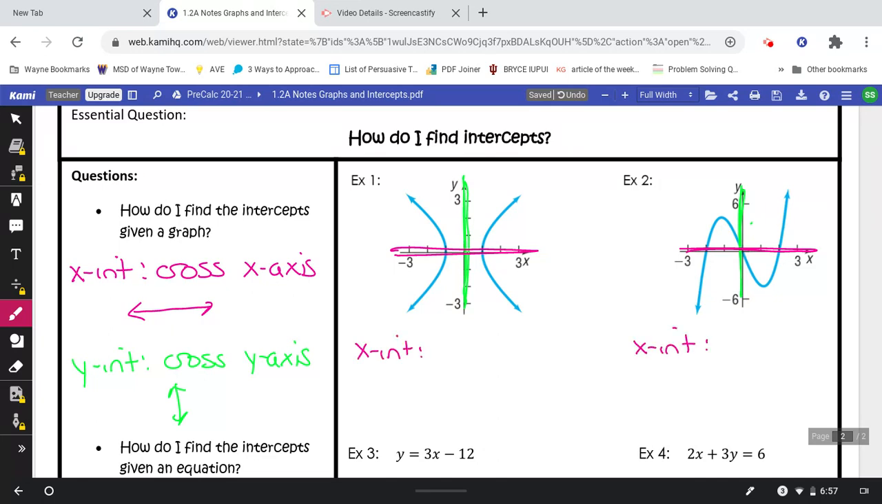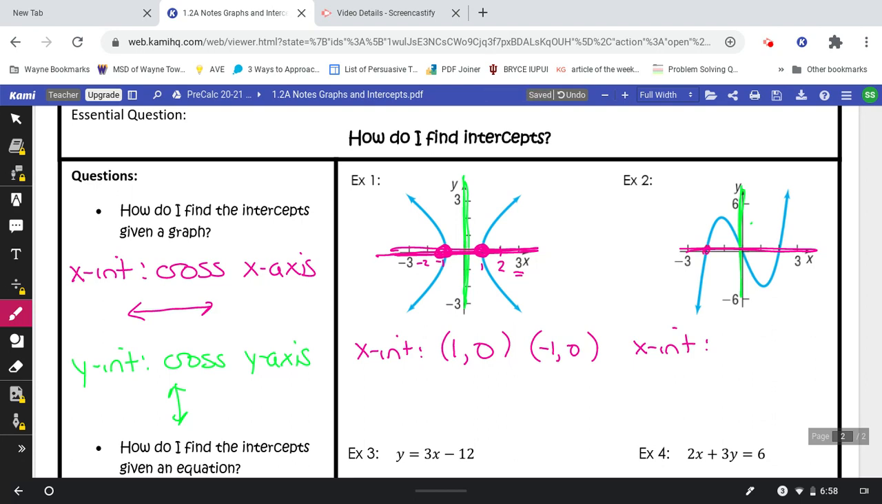Let's do the x-intercepts first. Anywhere it crosses this axis here, so the blue crosses right there, and it also crosses right there. So there are going to be two answers for this one. Even though you don't have all these tick marks labeled, based on the fact that this is a 3, you can tell that this would be 2, and that would be 1. So 1, 0. Also over here, you have negative 3, negative 2, so that must be negative 1, 0.